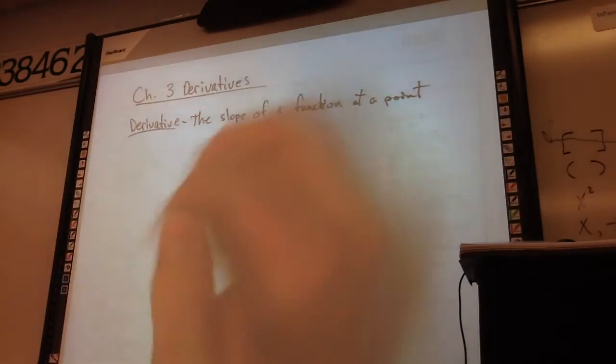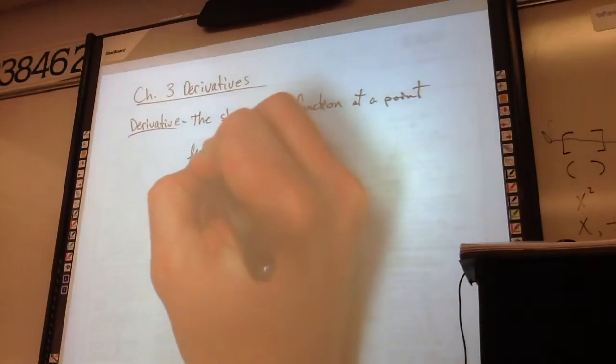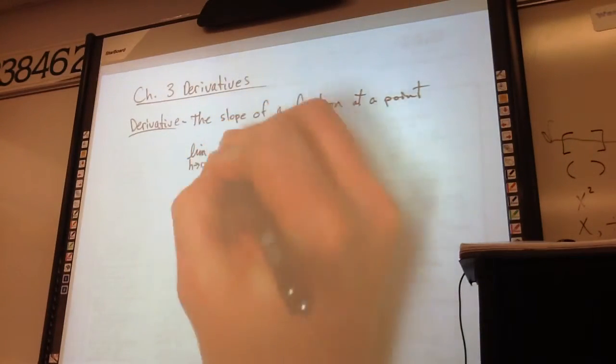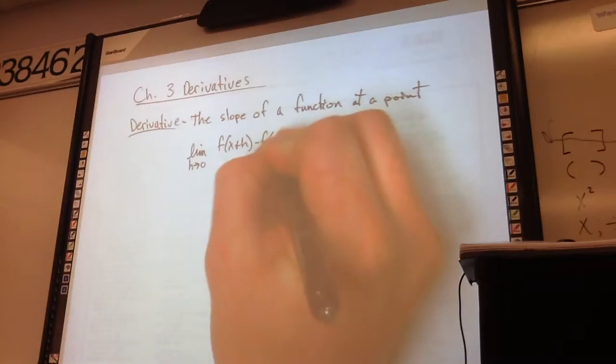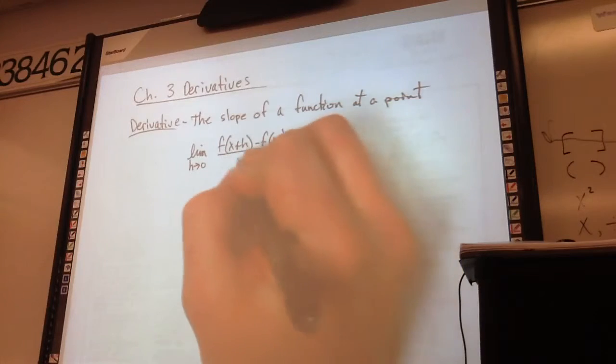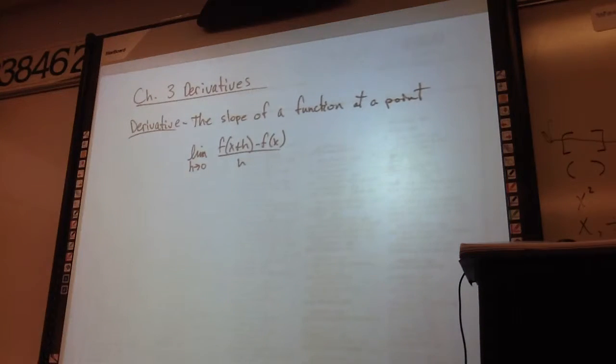The derivative of a function is the limit as h approaches 0 of f of x plus h minus f of x, over h. That is the derivative of a function. So really this is not new, is it? No. But there are ways to write derivatives. The derivative is just the slope of the tangent line at a point.